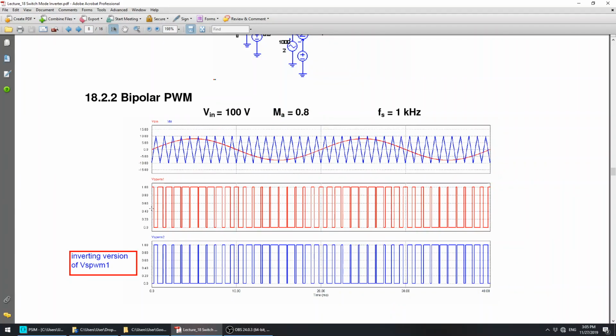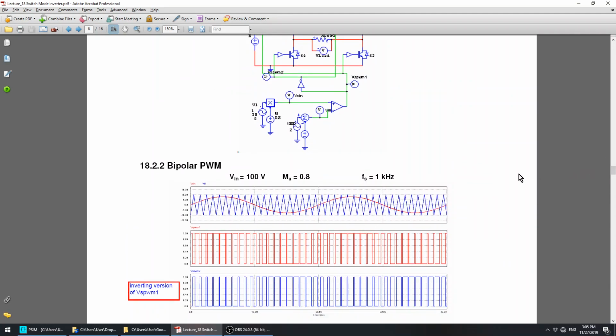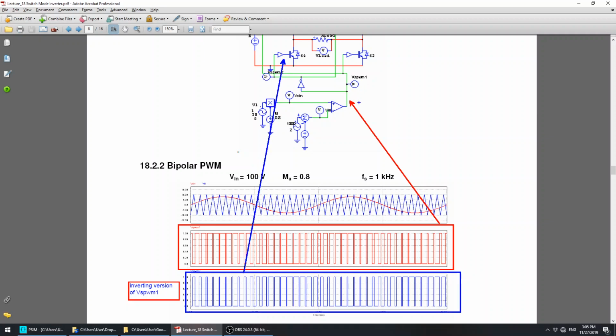Okay, so if you look closely, this is the output of the comparator, and you have another, the inverting version of the first PWM, which is that signal that will be connected to the other switches here, which is S4 and S3 at the bottom and the top. Right?